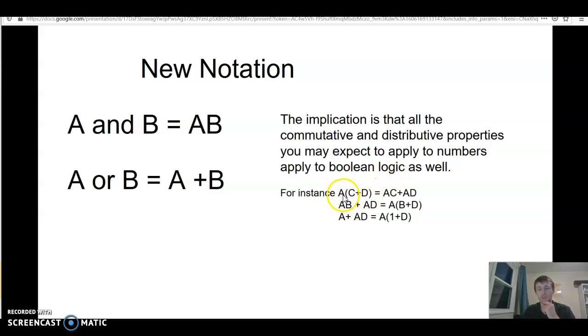So for instance, if we have A and quantity C or D, we could say that's the same exact thing as A and C, or the quantity A and D. And same thing with or: it has various properties that are similar to addition, such as it doesn't matter which or statement we evaluate first, you'll still get the same answer.